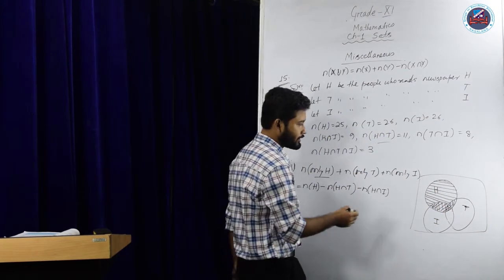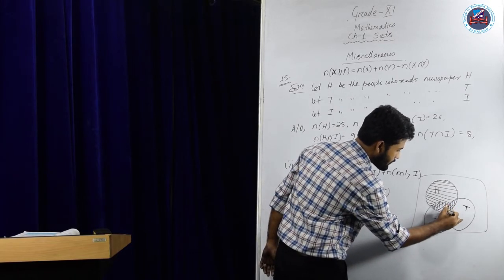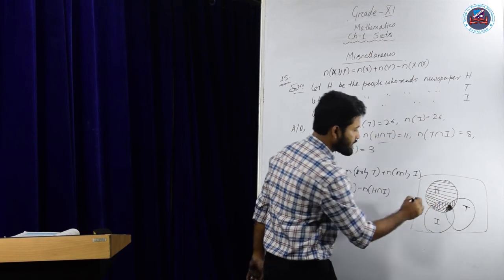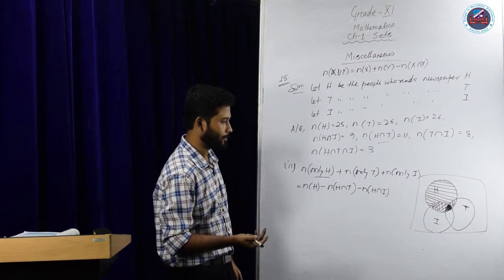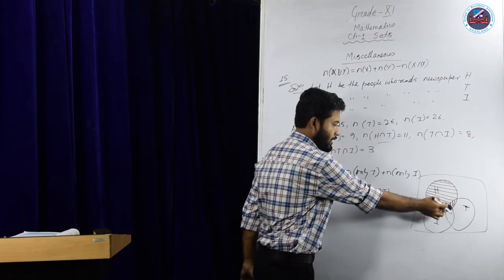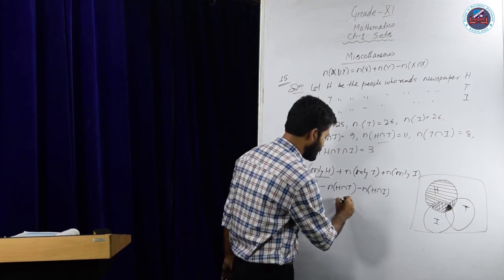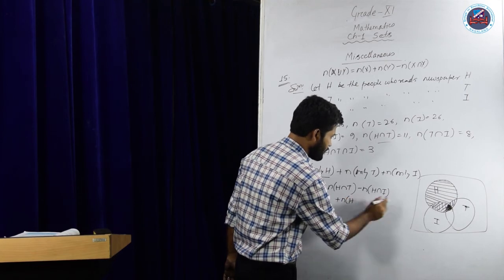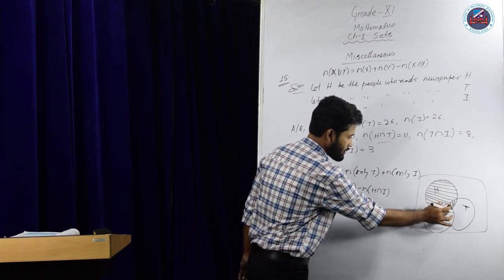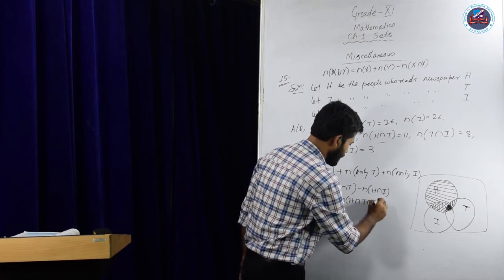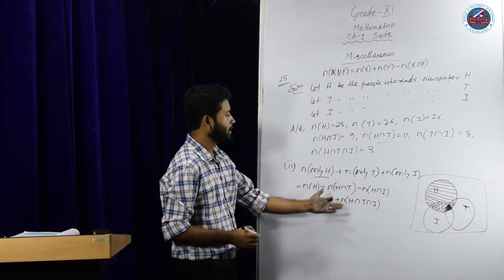So what we have done here, you can see that this blackened portion we have subtracted twice, isn't it? Since we have subtracted twice, we need to add it back once. So what is this portion? This is the intersection of H, T and I. That is H intersection T intersection I. So this one we have written for the case of H.